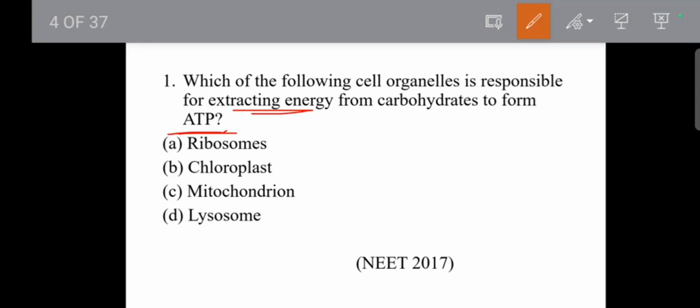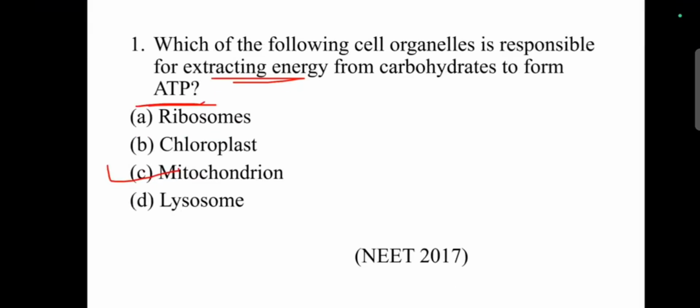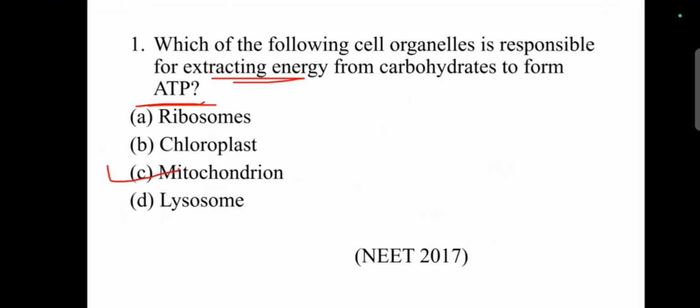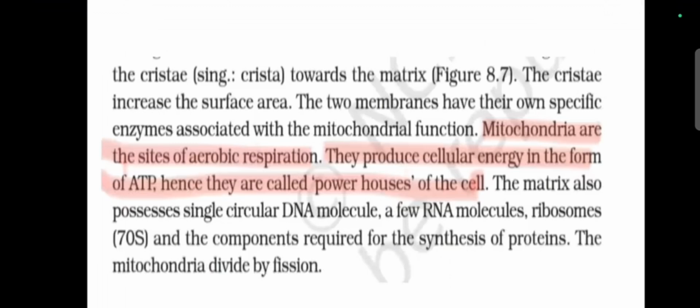So the powerhouse of the cell is considered to be the mitochondria. We see the context from the NCERT: the mitochondria are the site of aerobic respiration. They produce cell energy in the form of ATP, hence they are called the powerhouse of the cells. So this is defined in the NCERT. So the organelle that extracts energy from carbohydrate to form ATP is the mitochondria. A question from NEET 2017.